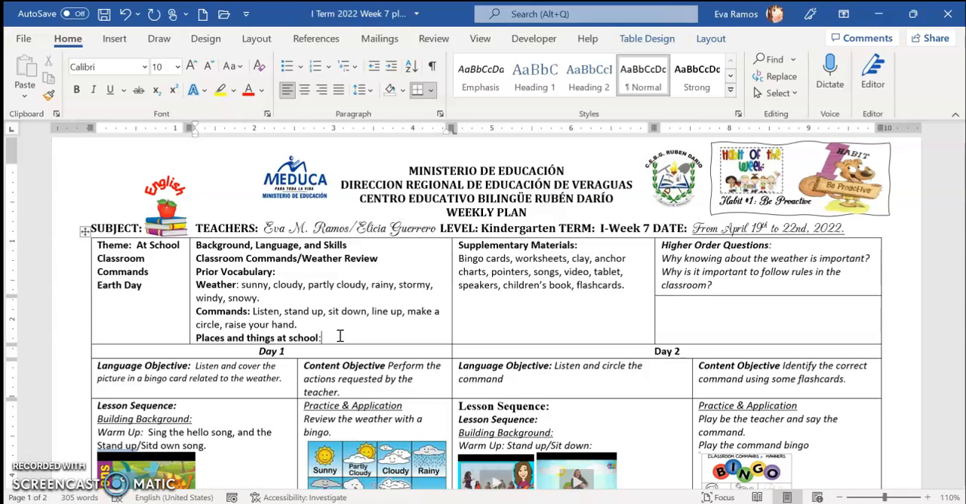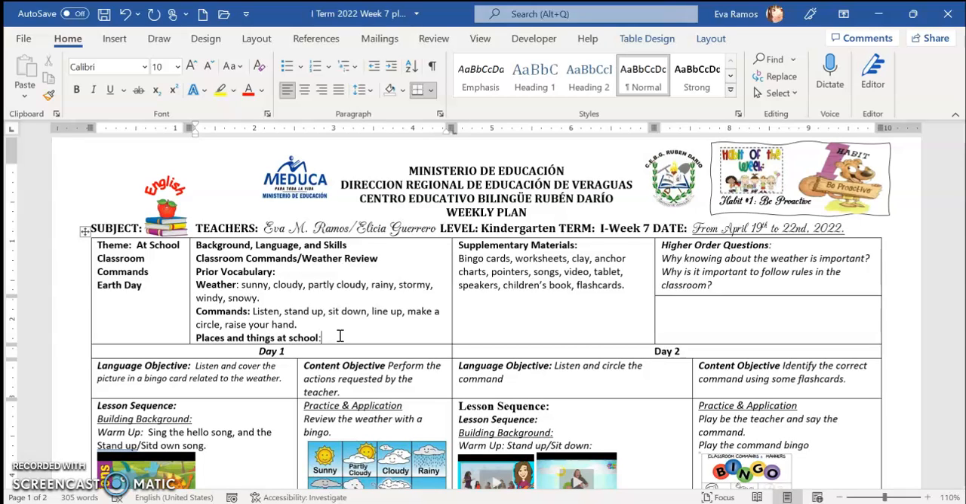So places and things at school. This is like a huge topic, and besides the command, it will probably take me 2.5 weeks, because I will be dealing with places and things not simultaneously, but kind of starting with one topic and moving towards the next. So perhaps that's one of the things that we are going to see.